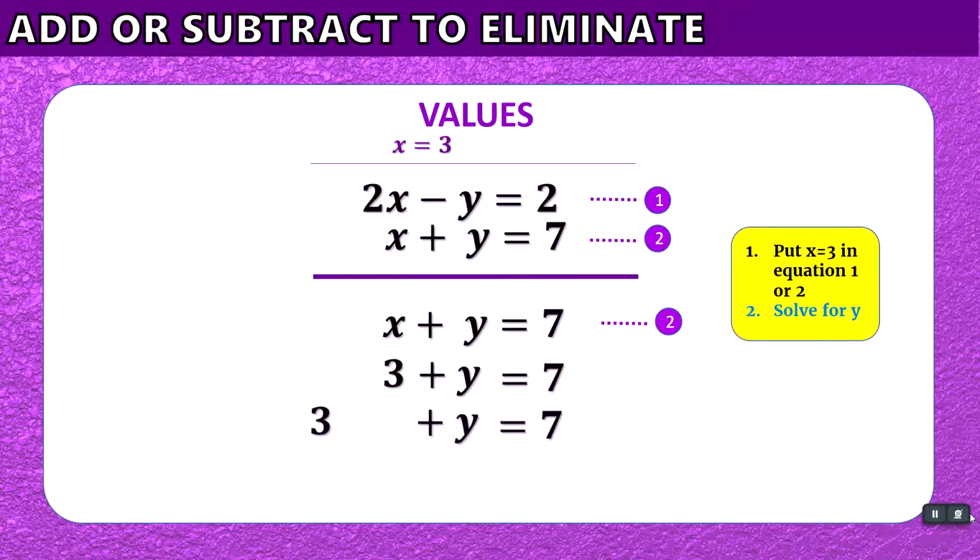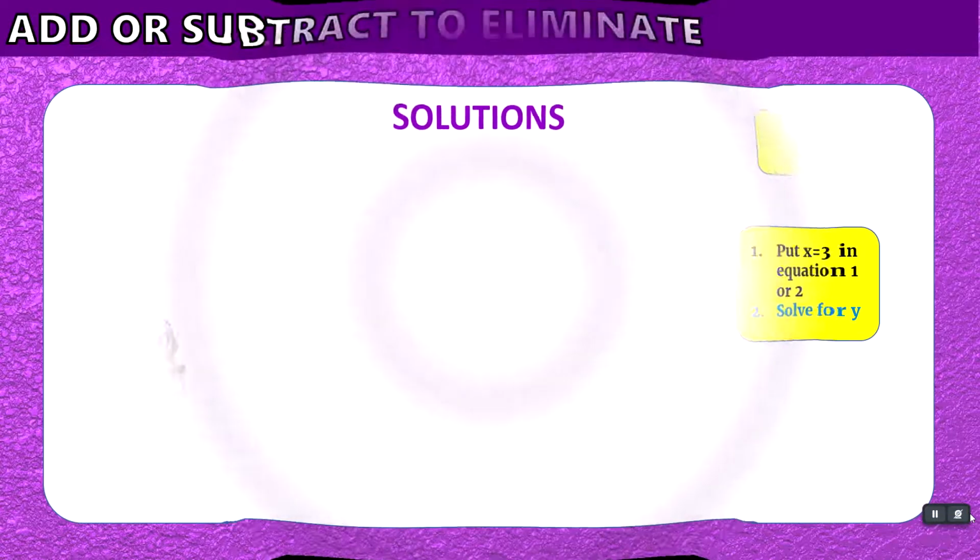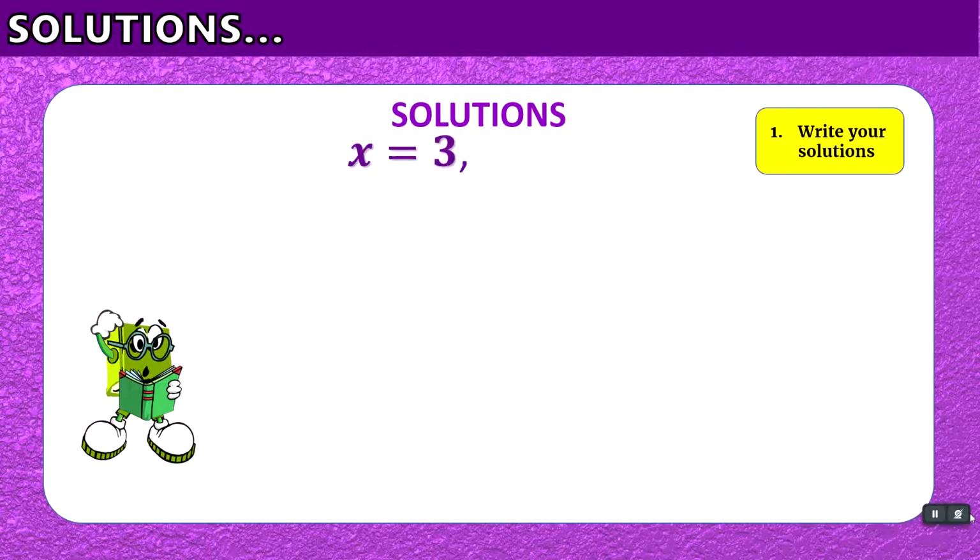And now we subtract 3 from both sides. This leaves us with y on the left is equal to 7 take away 3 is 4. So now we've discovered y equals 4, and we knew x is equal to 3. And so the solutions when we write them are x equals 3 and y equals 4.